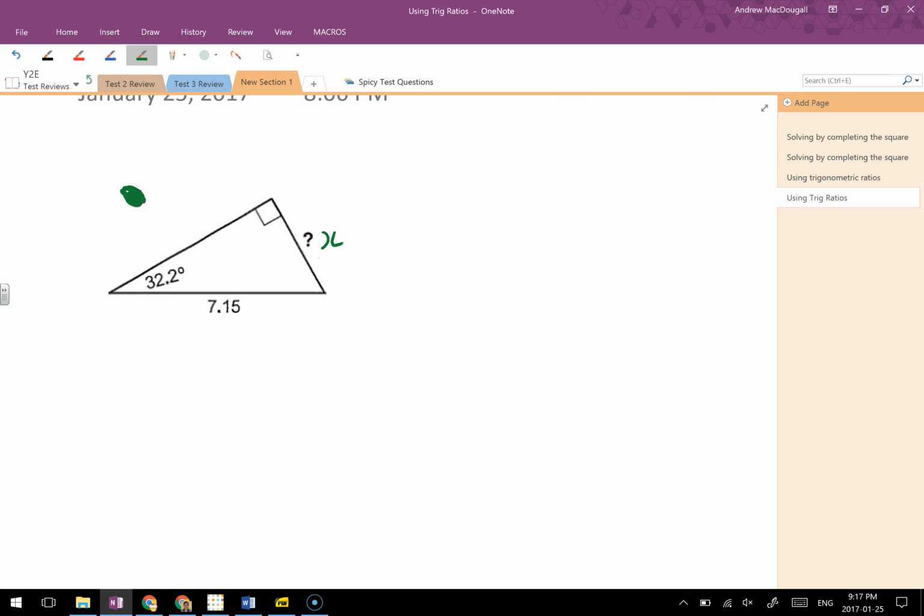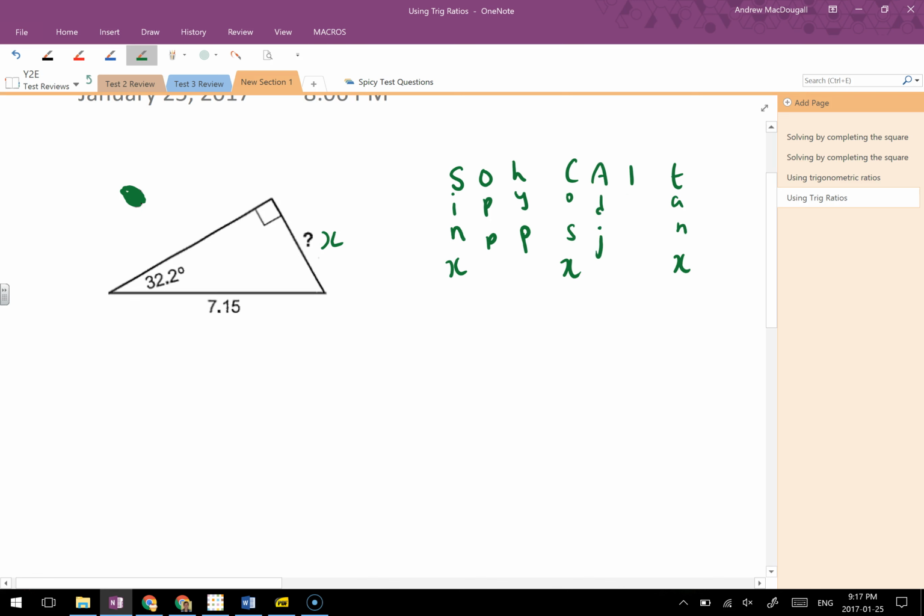So you may remember we have three trig ratios. We have sine, let's call it sine of x, cosine of x, and tangent, or tan of x. Now, remember, sine is opposite divided by the hypotenuse. It's the ratio of the opposite side to the hypotenuse side. Cosine is the ratio of the adjacent side to the hypotenuse side. And tan is the ratio of the opposite side to the adjacent side.